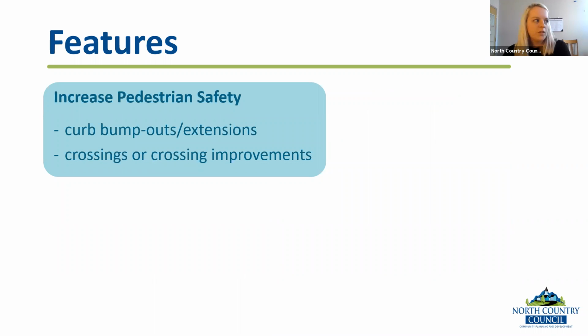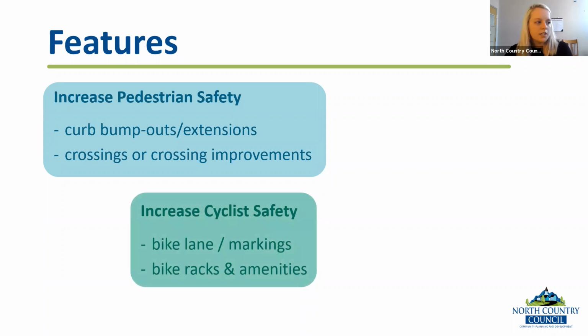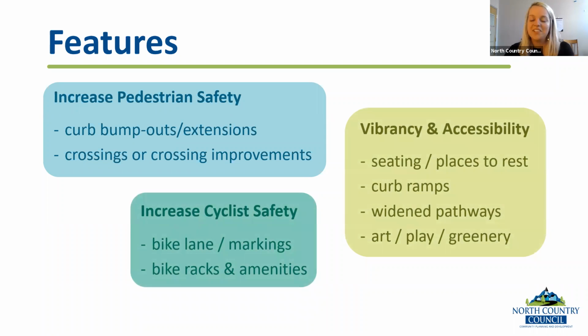So maybe one of the features is to increase pedestrian safety, so you want to do curb bump outs, curb extensions, or improve crossings. If you're interested in increasing cyclist safety, you'll maybe want to do a temporary bike lane or some new markings on the road, or add bike racks and bike amenities. Maybe you just want to, as Eric likes, add a sense of place and some vibrancy. You can also add accessibility, so adding seats or places to rest, curb ramps, widened pathways. And then the extra things like art, play features, and greenery.